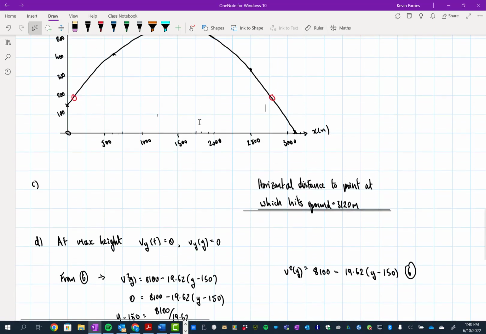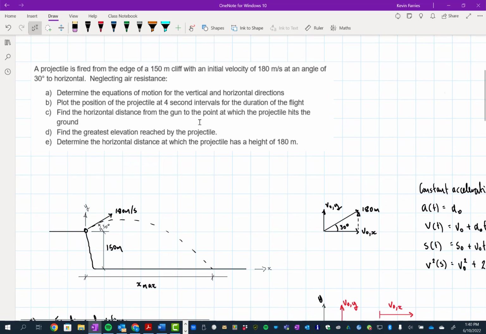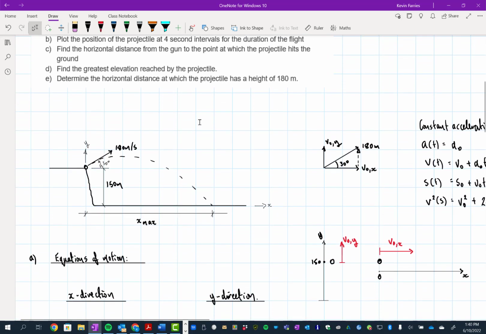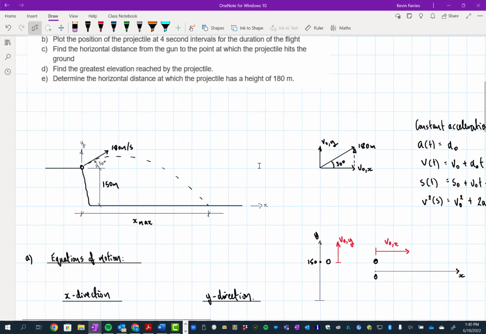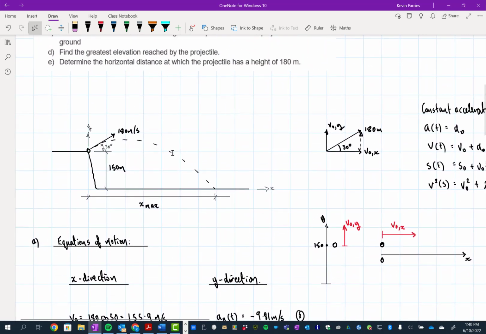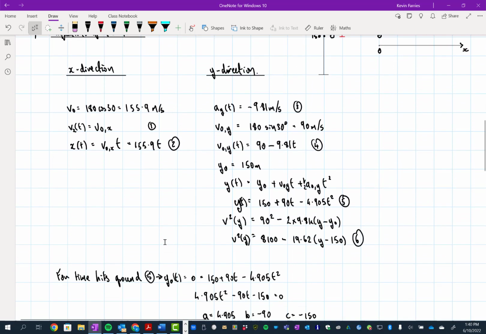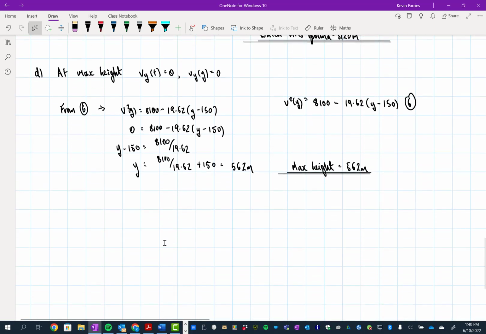What are we going to use to do that? What was it asking for? Horizontal distance at which that's the case. So let's think about how we're going to do that. We want the horizontal distance at which the projectile has a height of 180 meters. So first we're going to have to find the time at which it's at 180 meters using the vertical equations of motion. Then we're going to use those times to find the horizontal distance at those times. So we'll substitute that time into here to find the horizontal distance.